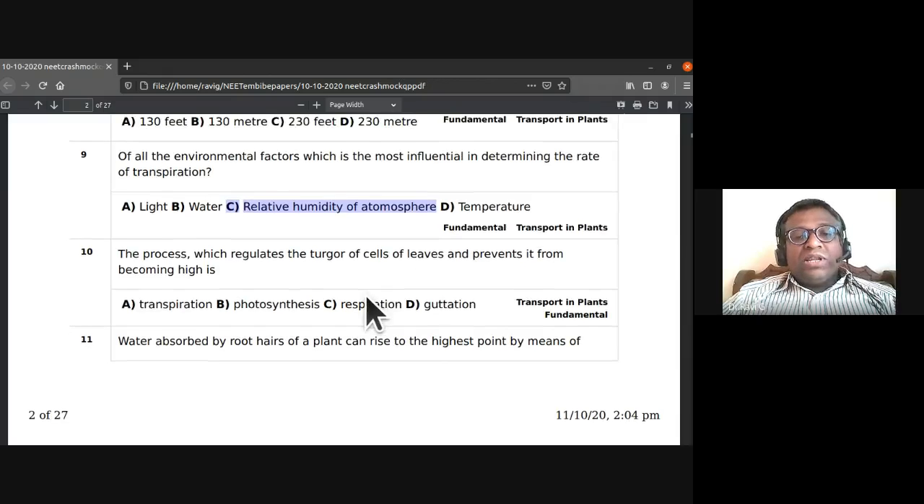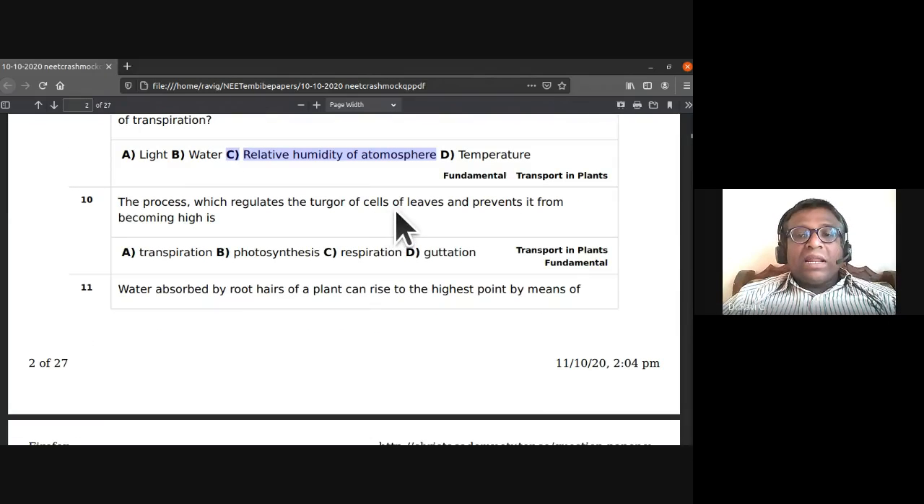Okay. So the 10th question: the process which regulates the turgor of cells of leaves and prevents it from becoming high is what? Transpiration, photosynthesis, respiration, or guttation. So which process is going to regulate the turgor of cells of leaves and prevent it from becoming high? The answer is A, transpiration. So transpiration is going to prevent the turgor of cells of leaves from becoming very high.